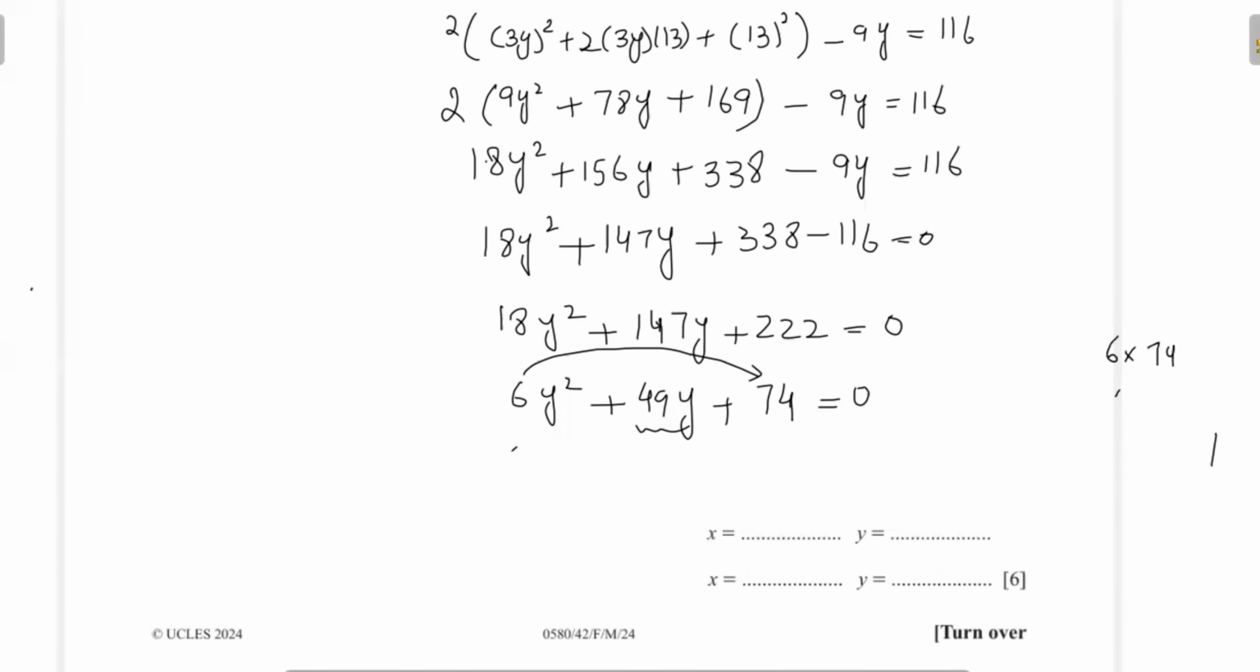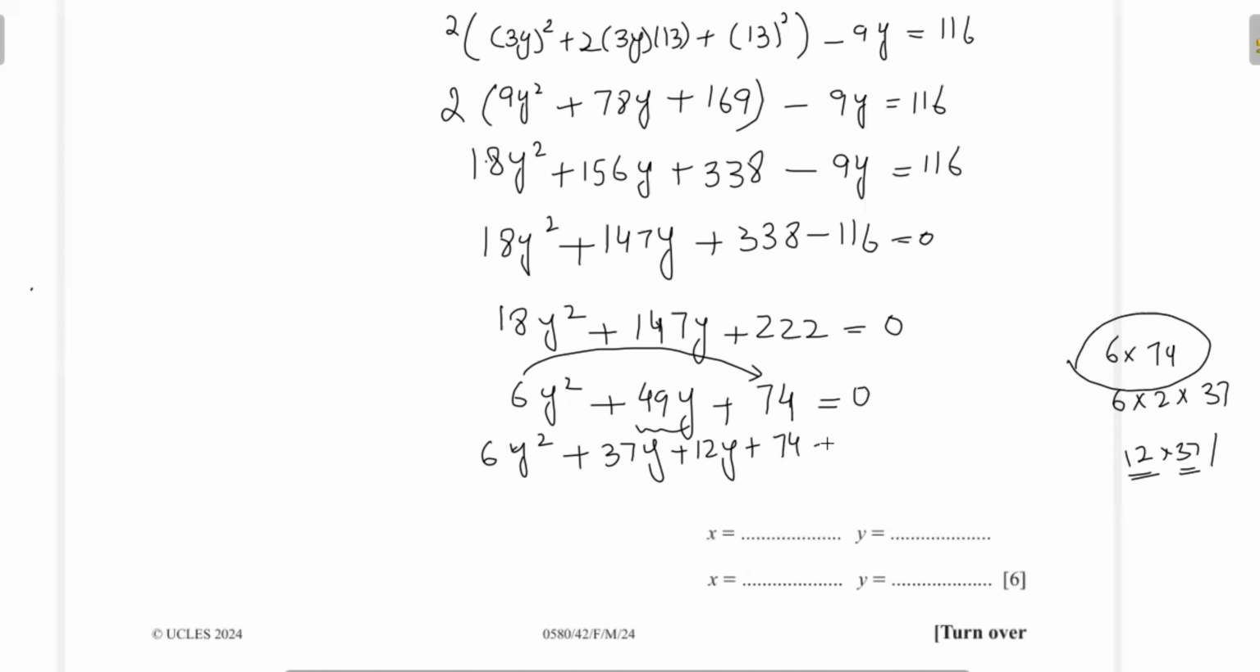Why? You see here we can write this as 12 times 37. When we multiply, we get this answer, and when we add 12y plus 37y, we get 49y. Therefore, we can break down this middle value 49y as 37y plus 12y, plus 74 equal to 0.